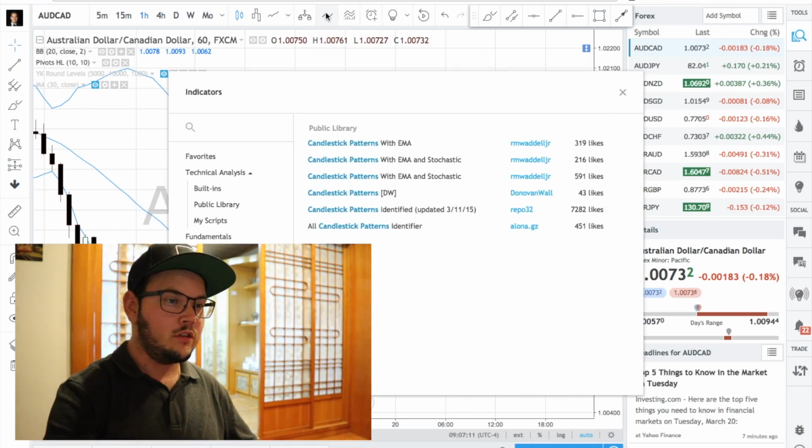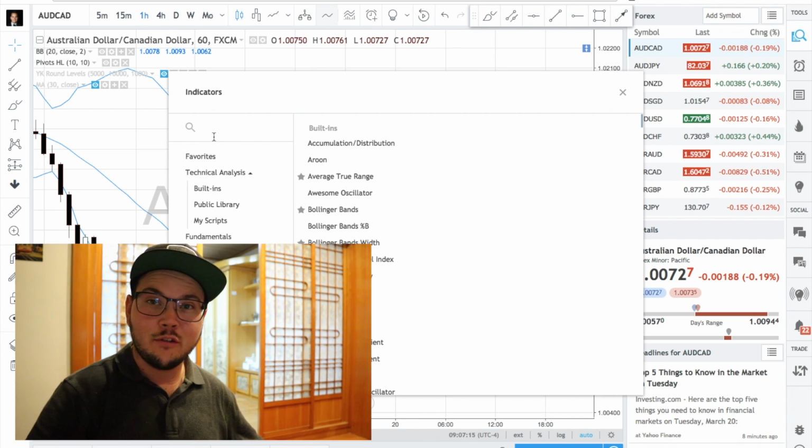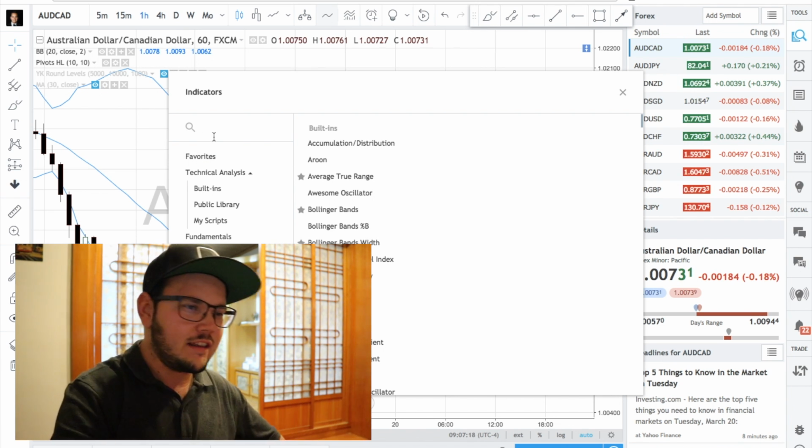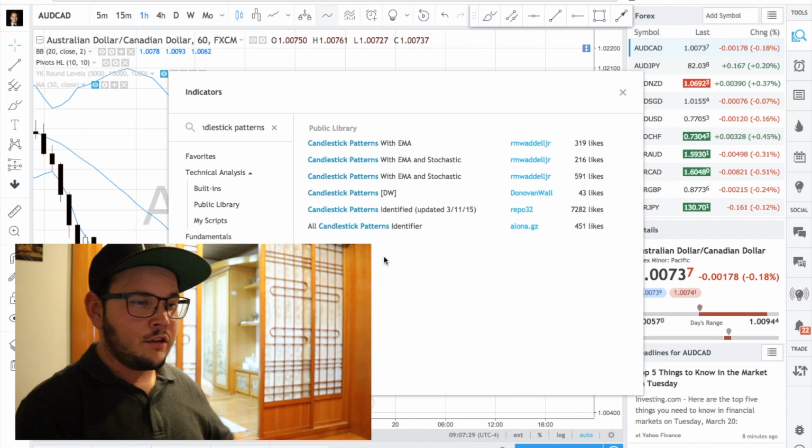Okay, check this out guys, this is pretty cool. I'm on TradingView right now and I'll just search for whatever thing I want to look for. Let's say I'm really bad with candlesticks and I cannot in the world understand how candlesticks work. Just take a look at that. I'm just going to type in candlestick pattern. There we go. All candlestick pattern identifier.